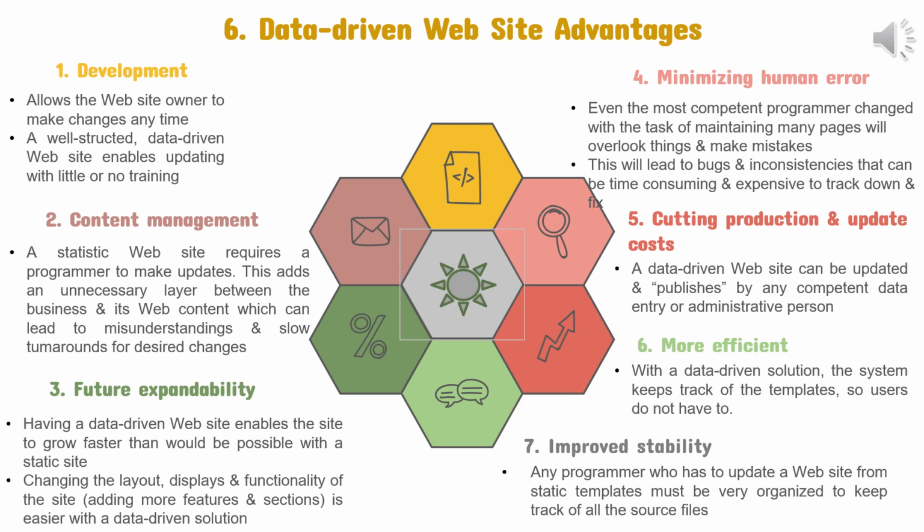Changing the layout, displays, and functionality of the site, which means adding more features and sections, is easier with a data-driven solution. The fourth one is based on minimizing human error. Even the most competent programmer charged with the task of maintaining many pages will overlook things and make mistakes. This will lead to bugs and inconsistencies that can be time consuming and expensive to track down and fix. The next one is based on cutting production and update costs. A data-driven website can be updated and published by any competent data entry or administrative person.